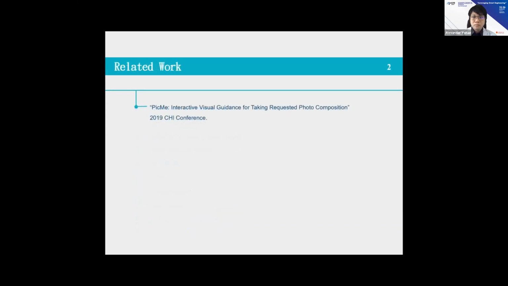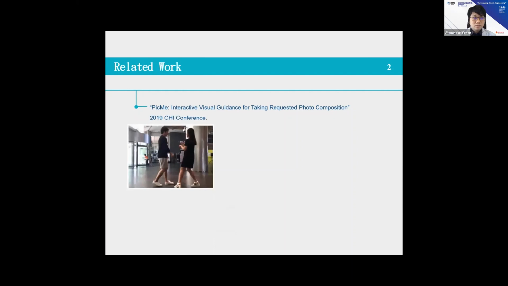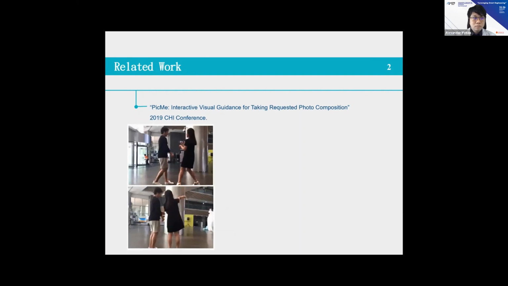In this regard, the most related work that we can find is this one, PICME, Interactive Visual Guidance for Taking Requested Photo Composition, published in 2019's InCITE conference. The thing is like this. We have a lady who asks a gentleman to take a photo for her, and she may have some idea of how the photo should be taken. Basically the process is really about how to align the photo taking process that we have in mind with the real photo taking process.